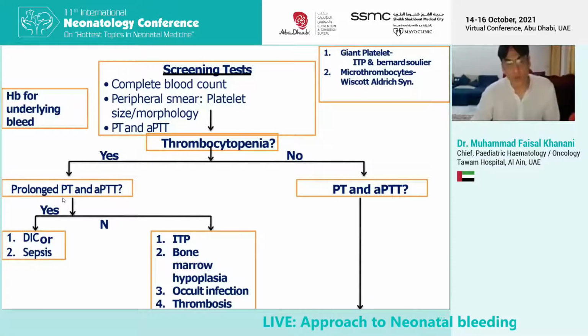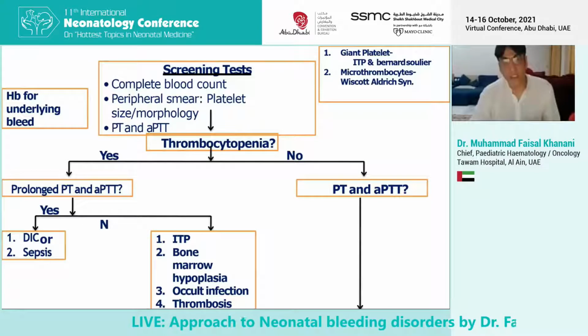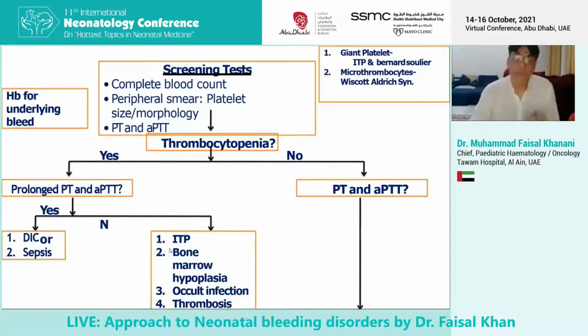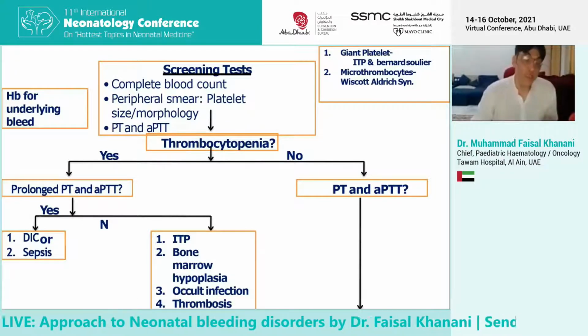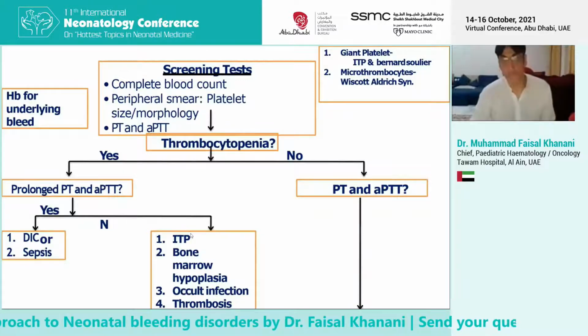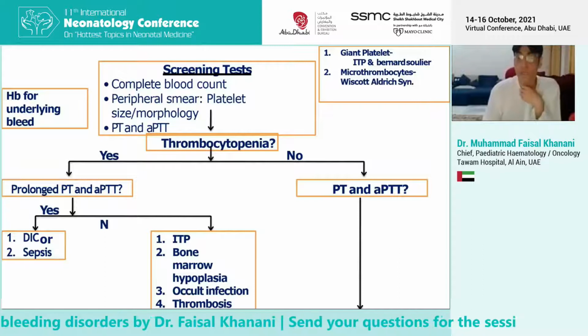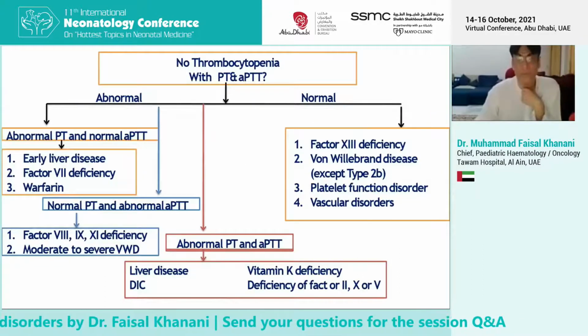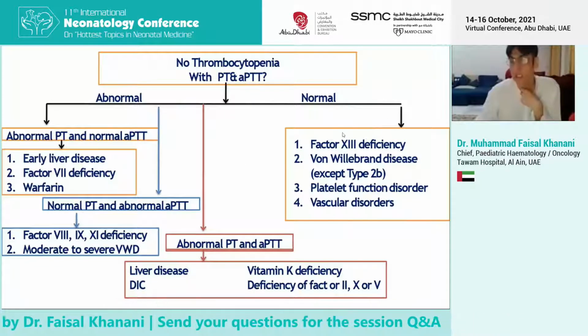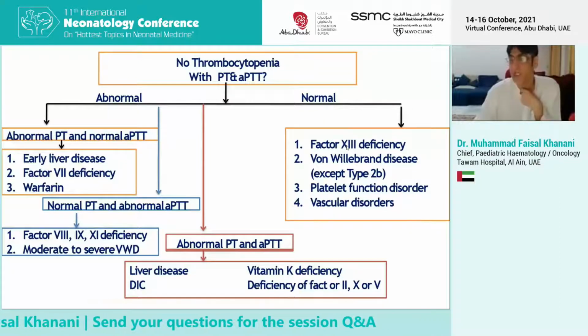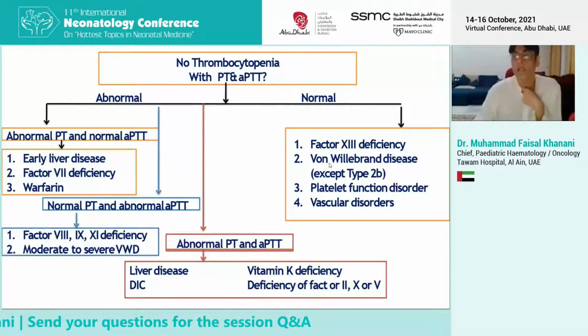If both are prolonged with thrombocytopenia, the commonest cause in neonates is sepsis. If no, then ITP, mostly from the mother, or bone marrow disease, or any acquired infection or thrombosis. If no thrombocytopenia, you look at whether PT or APTT is prolonged. If it's normal, then consider factor 13 deficiency with delayed umbilical cord bleeding, von Willebrand disease, platelet function disorders, and vascular disorders.